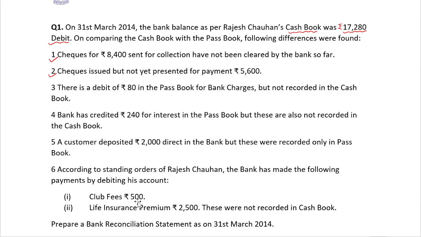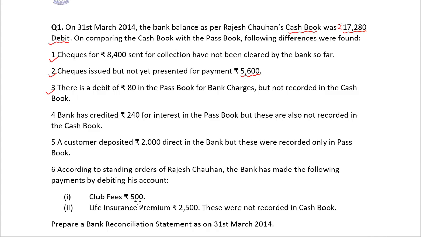Second, check issued but not yet presented for payment, 5,600. We had issued the check, that means in the cash book we have deducted it, there is a minus, but it is not yet presented for payment, so the entry is not reflecting in the passbook. Later on it will reflect.